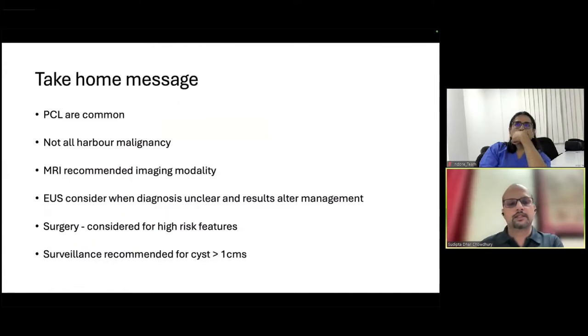So just to summarize, pancreatic cystic lesions are common. Not all of them harbor malignancy, and therefore the risk of malignancy is relatively low. MRI is the recommended imaging modality for pancreatic cystic neoplasm. EUS should be considered only when the diagnosis is unclear and the results will alter the management of the patient. Surgery should be considered when there are high-risk features, and surveillance is recommended for cysts of more than 1 centimeter.